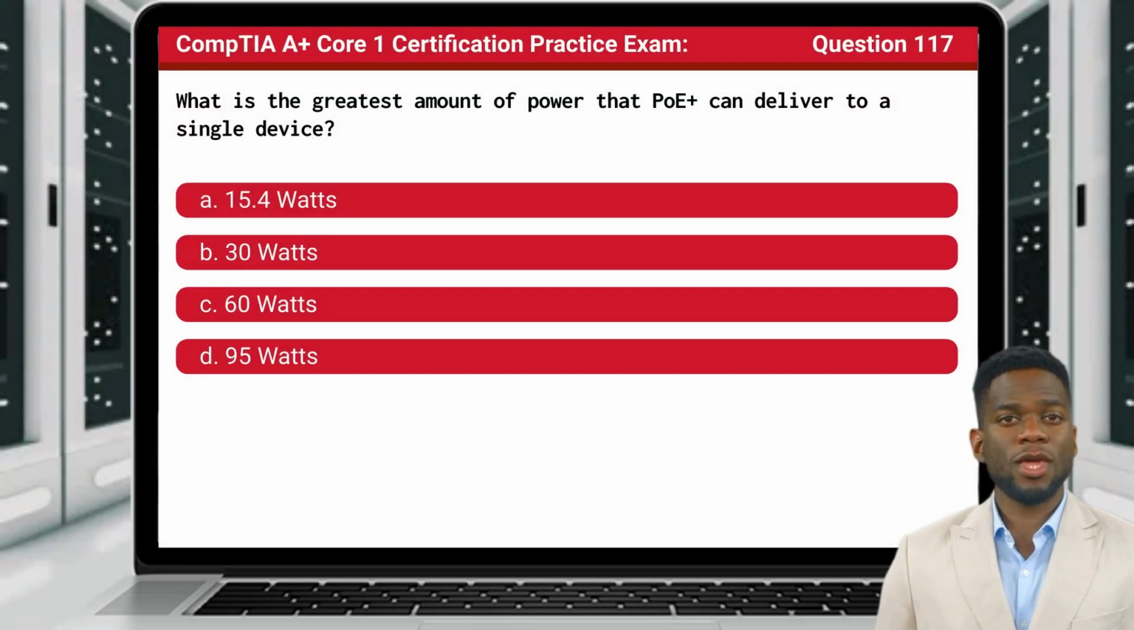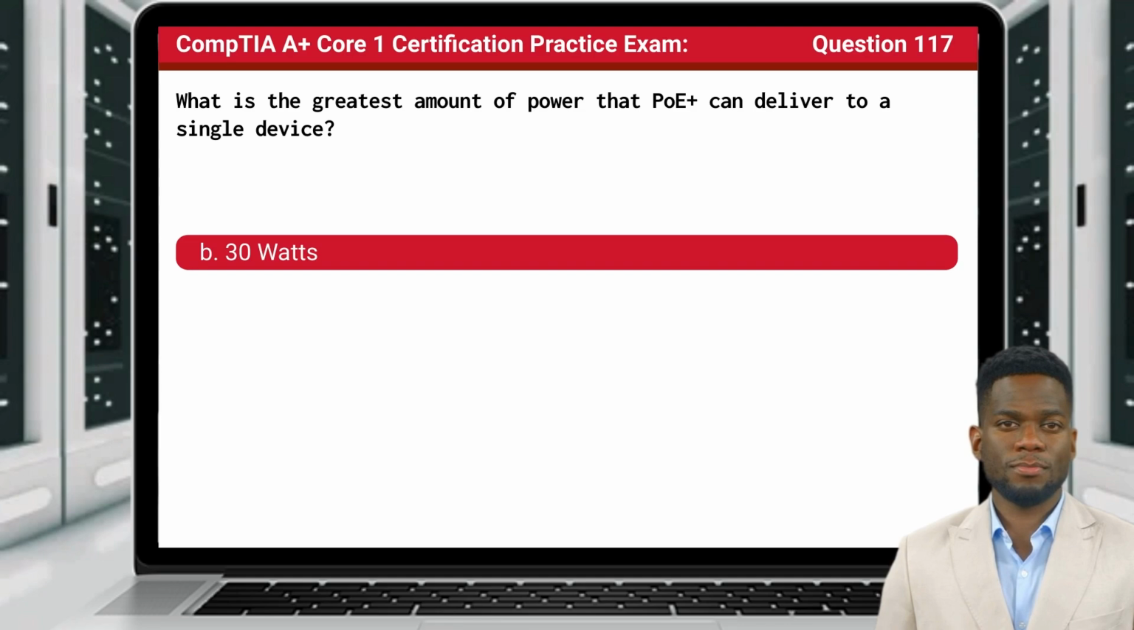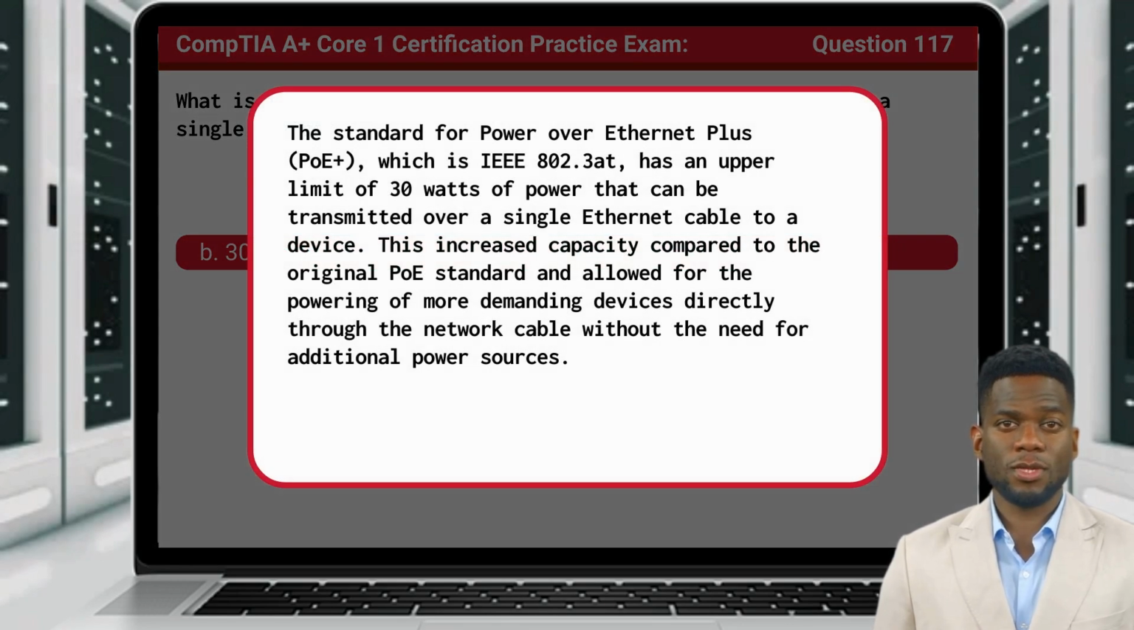Question 117. What is the greatest amount of power that PoE Plus can deliver to a single device? The answer is B, 30 watts. The standard for Power over Ethernet Plus, PoE Plus, which is IEEE 802.3at, has an upper limit of 30 watts of power that can be transmitted over a single Ethernet cable to a device. This increased capacity compared to the original PoE standard allowed for the powering of more demanding devices directly through the network cable without the need for additional power sources.